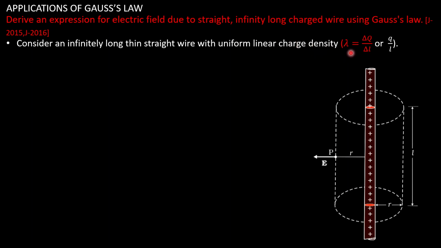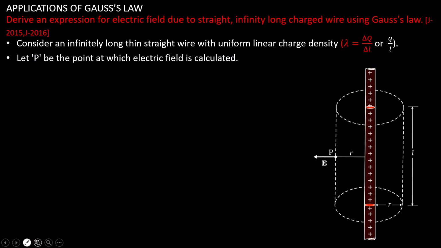It is represented by lambda, the linear charge density, and we can simply write it as delta Q by delta L, or simply Q by L. So this describes how many charges are present per unit length of the wire. I hope you understood. Like 10 centimeter in length, we need to find how many charges are present in 1 centimeter in length, a small part here. That is described by the linear charge density. So now I hope you have understood this line.